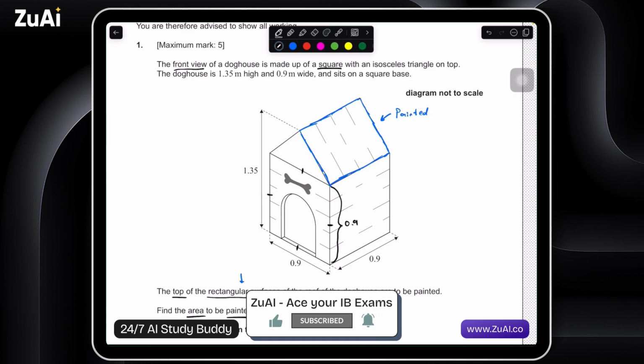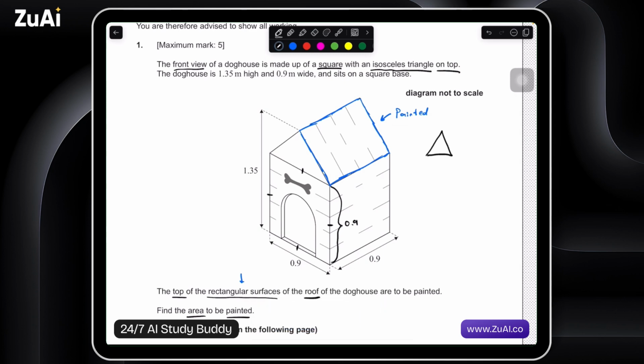It's also telling us that there's an isosceles triangle on top. I'll just sketch it. An isosceles triangle, remember, has two side lengths that are equivalent, and it also has two equal angles. For this question in particular, it's going to be important to recognize that we have two equal side lengths for this isosceles triangle. So what does that mean? We know that these two are the same.